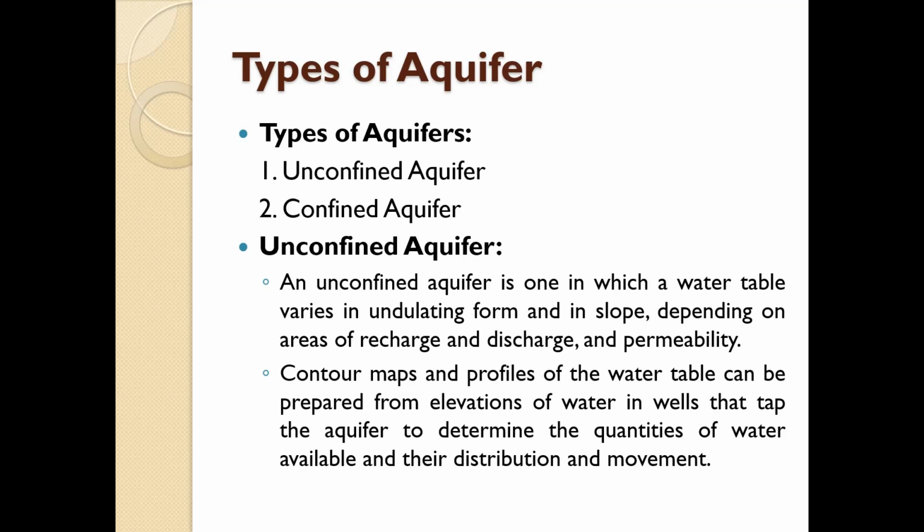Basically, I always used to tell that electricity and water flow are kind of the same thing. They flow from recharge to discharge depending upon the permeability, likewise the resistance in electricity also. So these things behave in quite a similar manner. Then contour maps and profiles of the water table can be prepared from the elevation of water in wells that tap the aquifer to determine the quantities of water available and their distribution and movement.